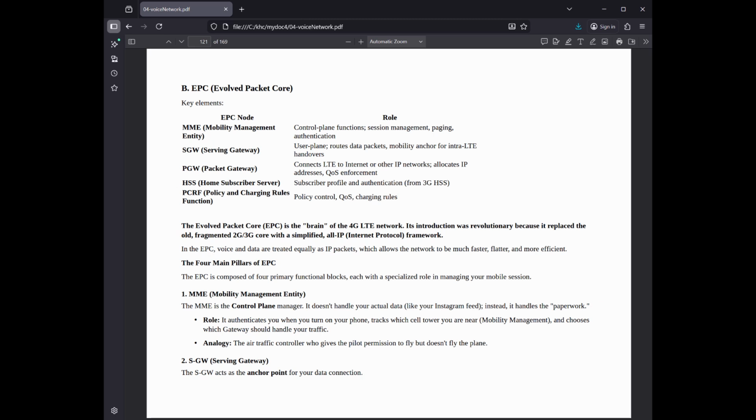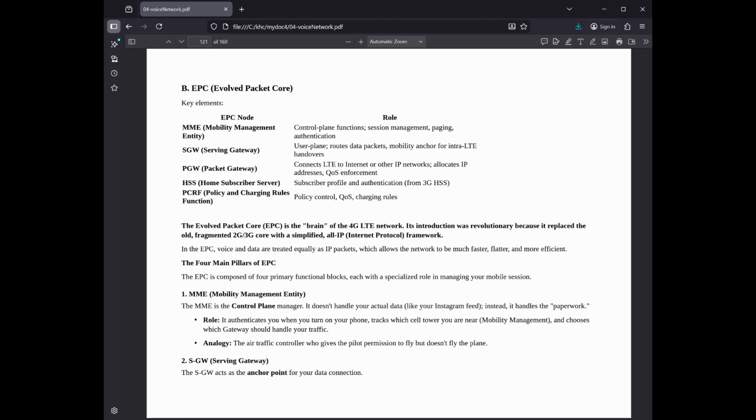The four main pillars of EPC. The EPC is composed of four primary functional blocks, each with a specialized role in managing your mobile session. 1. MME, Mobility Management Entity. The MME is the control plane manager. It doesn't handle your actual data, like your Instagram feed. Instead, it handles the paperwork.